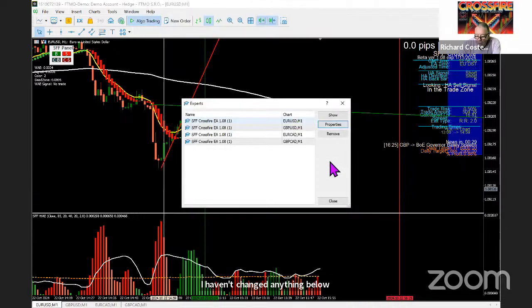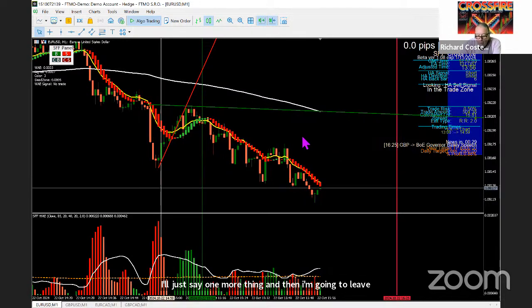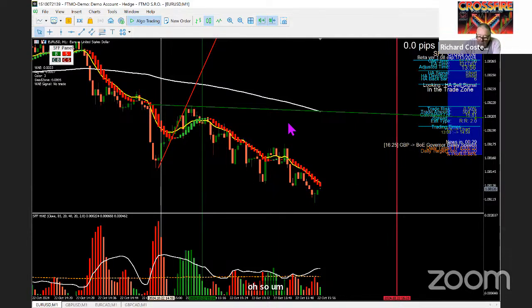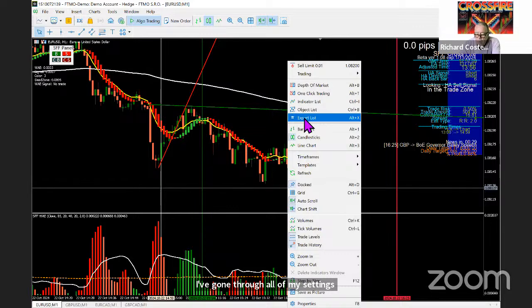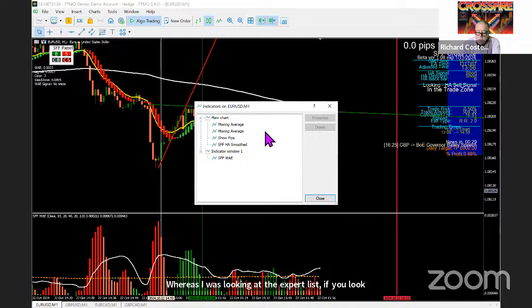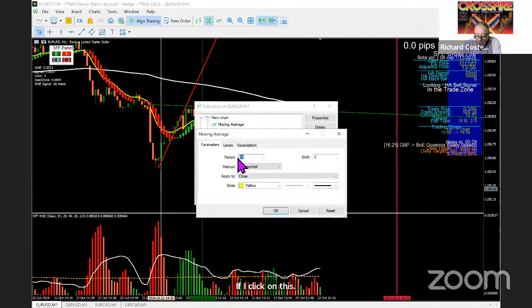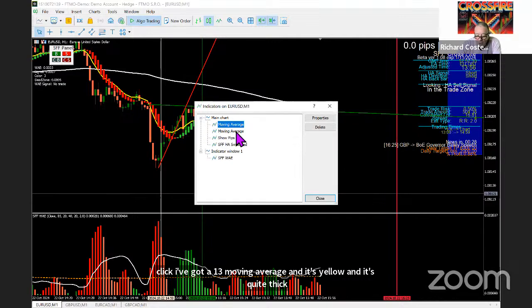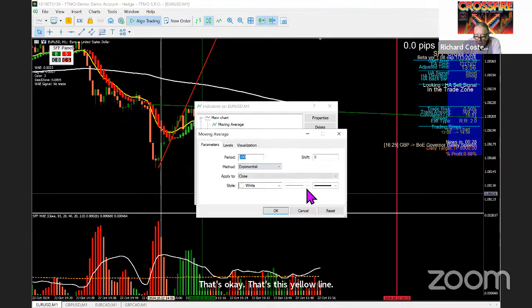I'll just say one more thing and then I'm going to close. I've gone through all of my settings. If I again right click, whereas I was looking at the expert list, if you look at your indicator list, it'll tell you what indicators you've got on your screen. So it's telling me that I've got two moving averages. If I double click on this, I've got a 13 moving average and it's yellow and it's quite thick. That's okay, that's this yellow line. This one should be a 200 and it's white and quite thick.